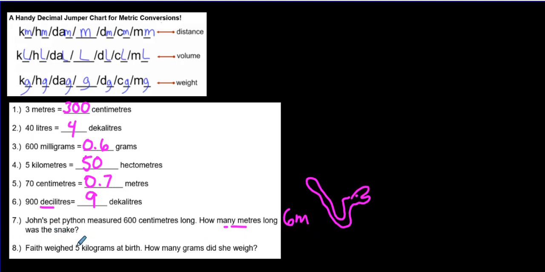Okay. Faith weighed 5 kilograms at birth. How many grams did she weigh? Kilograms to grams. So kilograms, 1, 2, 3 jumps over. So 5, 1, 2, 3. It's like adding 3 zeros. 1, 2, 3. That means she weighed 5,000 grams at birth. Okay? I dare not try to draw a little baby. But I did. I can't believe I tried. There's our 5,000 gram baby.